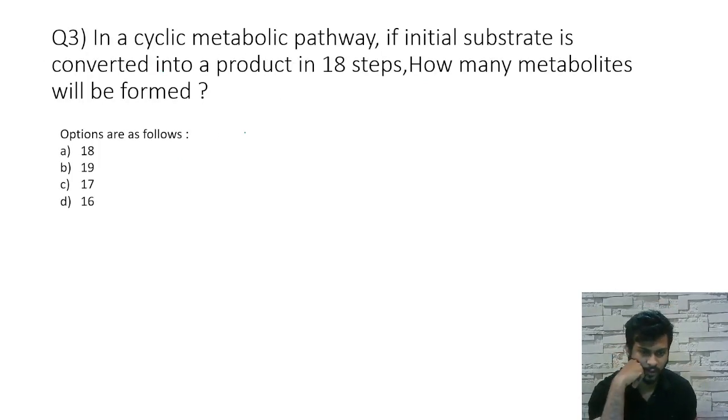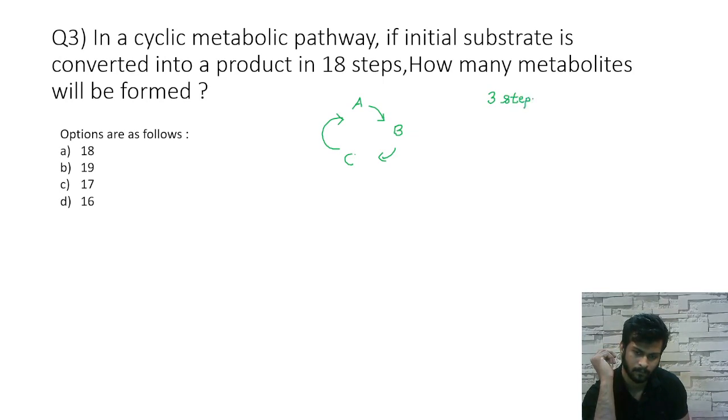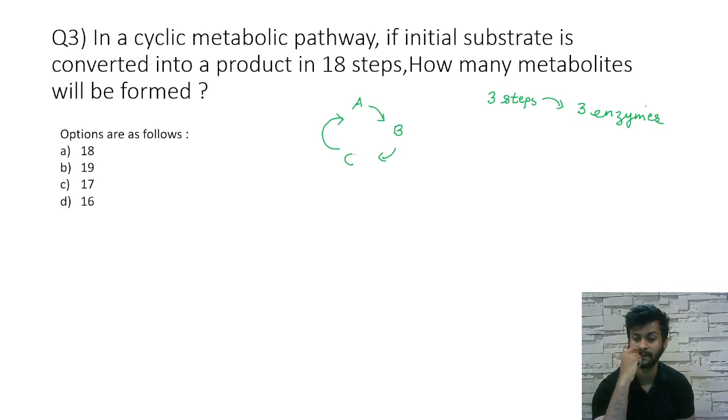Okay, now we will solve another question. In a cyclic metabolic pathway, if initial substrate is converted into a product in 18 steps, how many metabolites will be formed? Now again, we will draw a simple cyclic type of metabolic pathway. A is getting converted into A in 3 steps, A to B, B to C, C to A, 3 steps. There will be 3 different enzymes because each step is catalyzed by a specific enzyme. So for 3 steps, there will be 3 different enzymes.